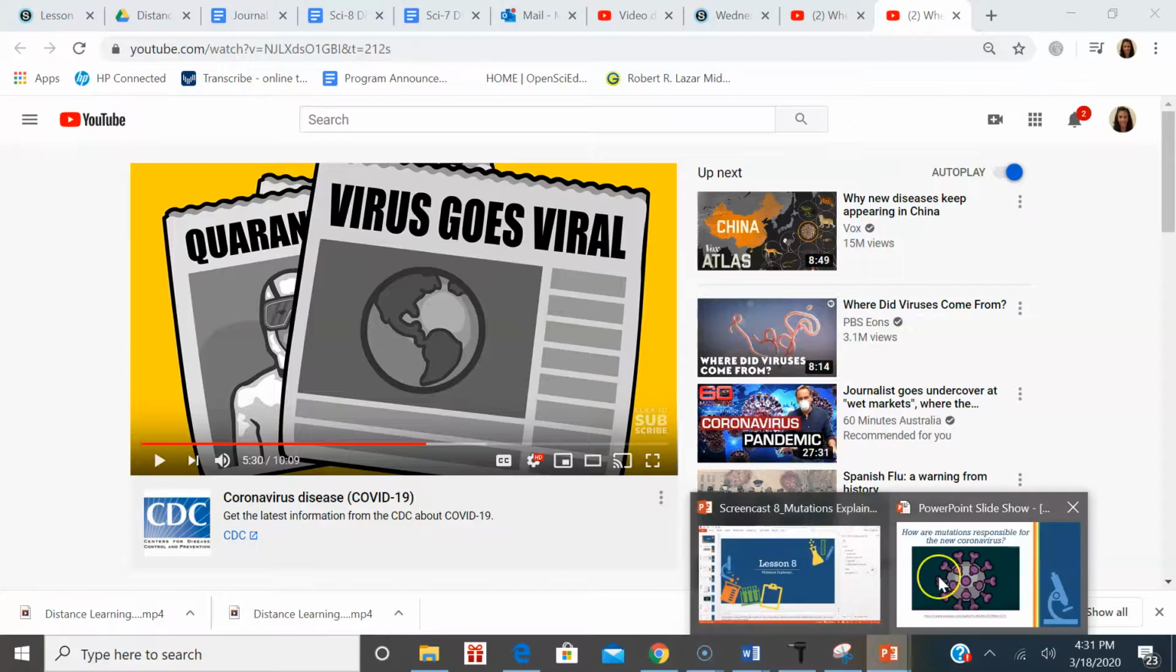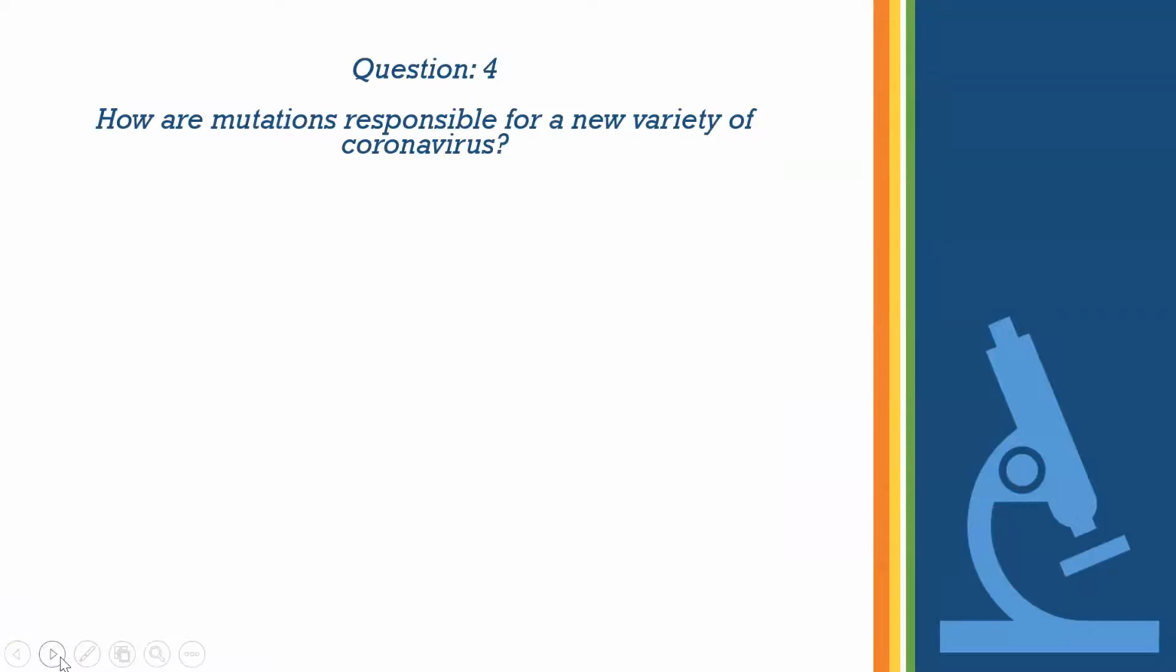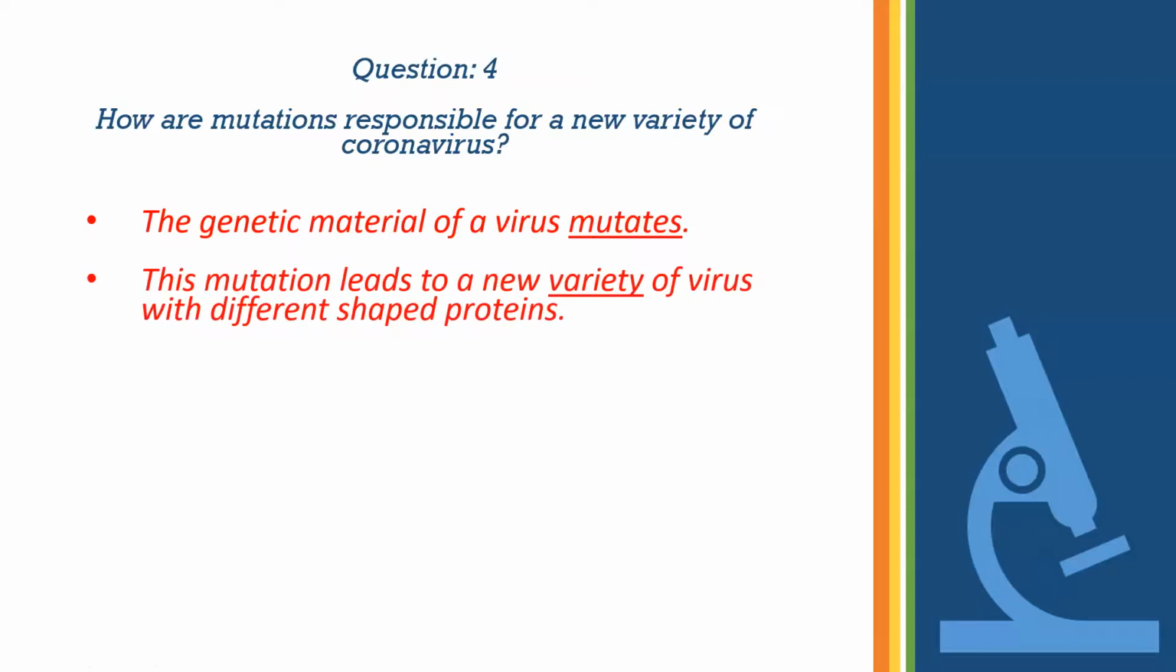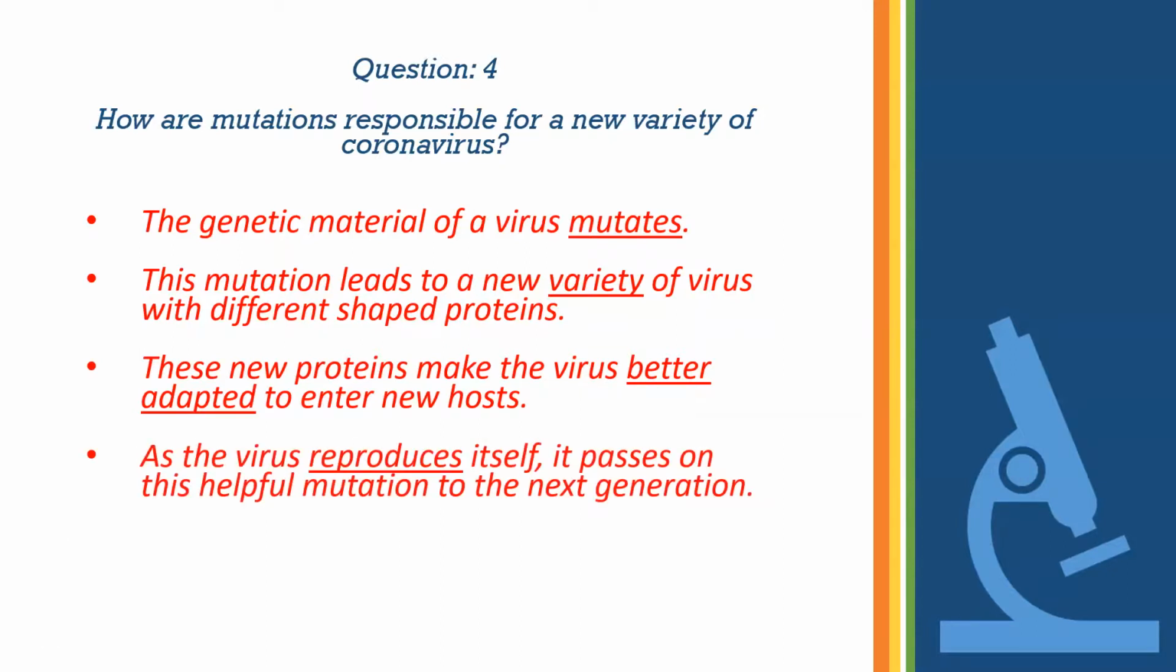We come back. So what did we figure out? How are mutations responsible for that new variety of coronavirus? Well, the narrator talked about how the genetic material of the virus has to mutate, and that mutation could sometimes lead to a new variety of virus with different shaped proteins, that Velcro that they were talking about, that could stick to the host. Those new proteins make the virus better adapted to enter new hosts, and as the virus reproduces itself, it actually passes on that helpful mutation to the next generation.